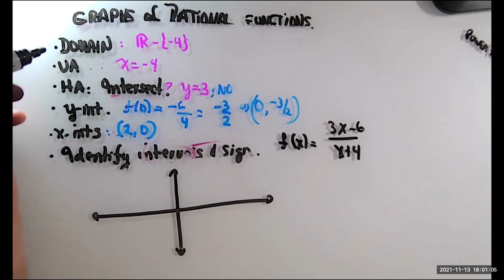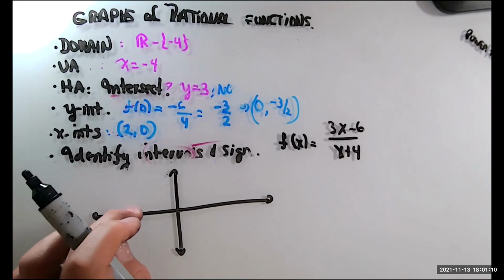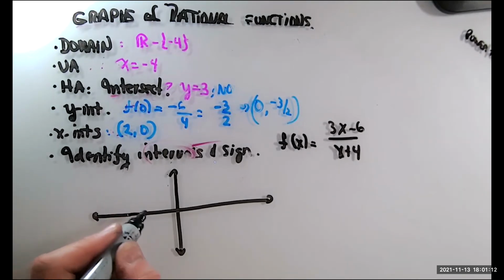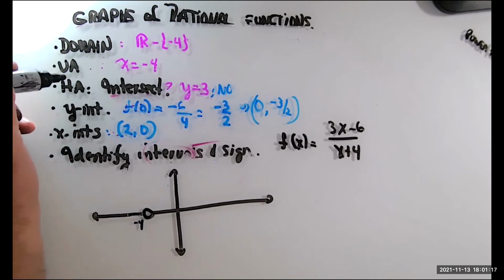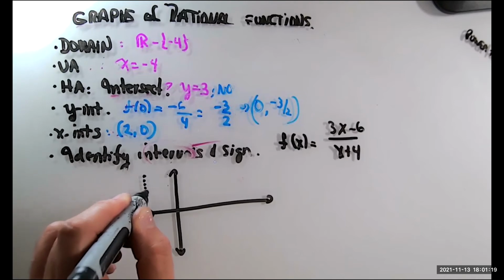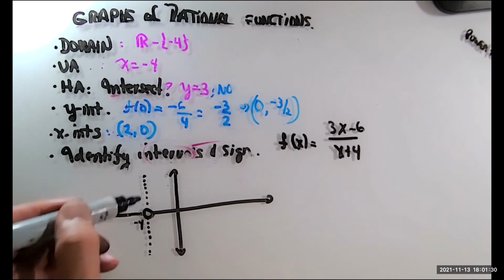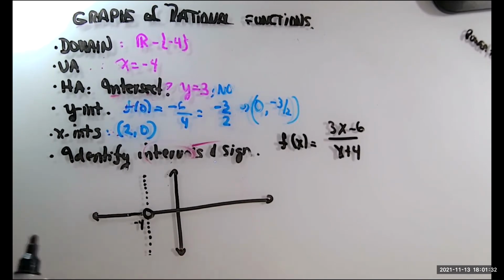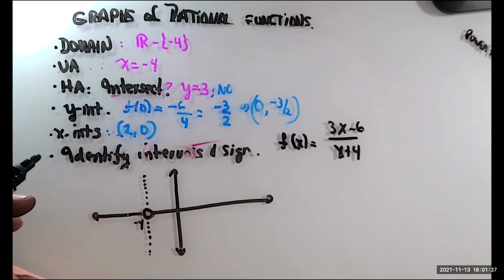Okay, let's see. We know that the domain is all real numbers except negative 4. So the function is not defined when x equals negative 4. Moreover, at x equals negative 4, that's my asymptote. So we already know the behavior of the asymptote. As I get closer to negative 4, the function will go up or down. We don't know. We have an HA, horizontal asymptote, as y equals 3.